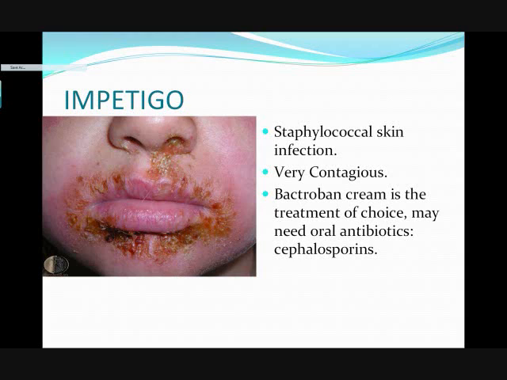It usually occurs under the nose, on the chin, all around the mouth area. Cephalosporins are the antibiotic of choice orally if needed. This patient has to be on Bactroban and an oral antibiotic just by looking at the severity of the infection. This is a bacterial infection. The skin is dry, cracked, infected. It's painful, and it's more common on kids.